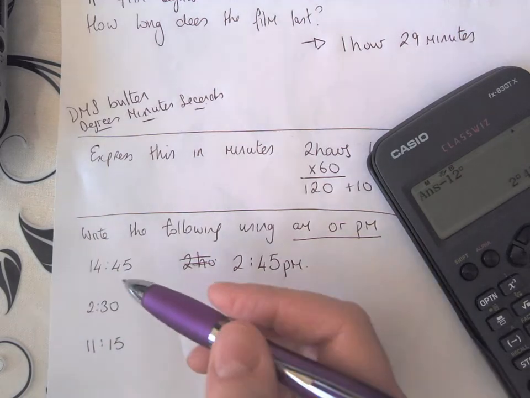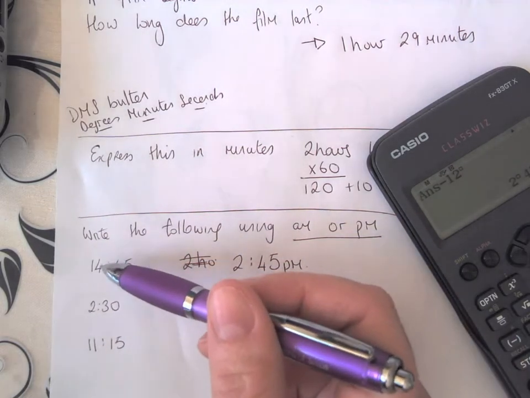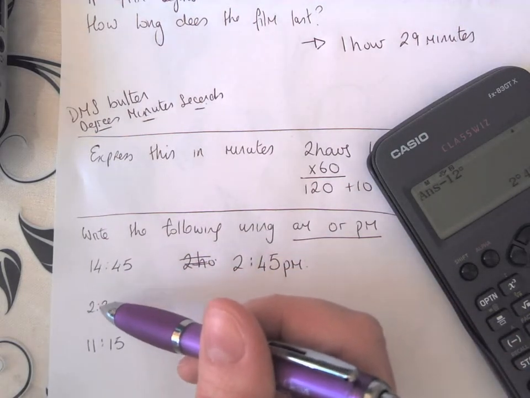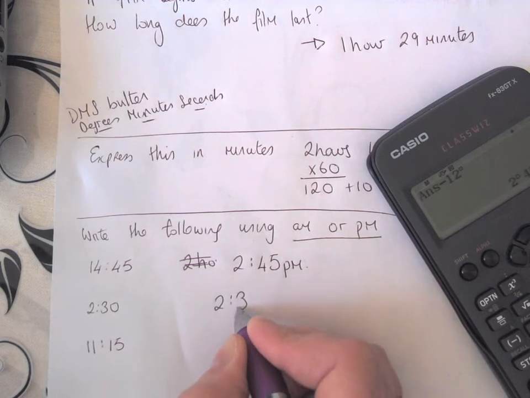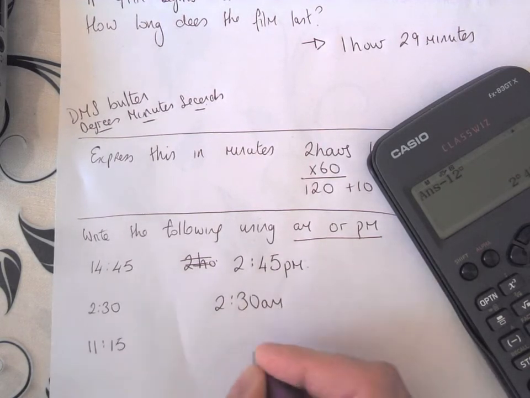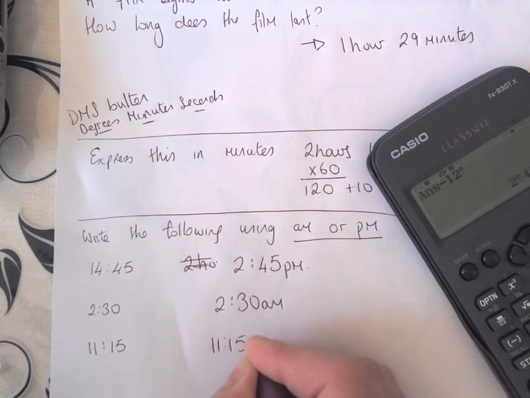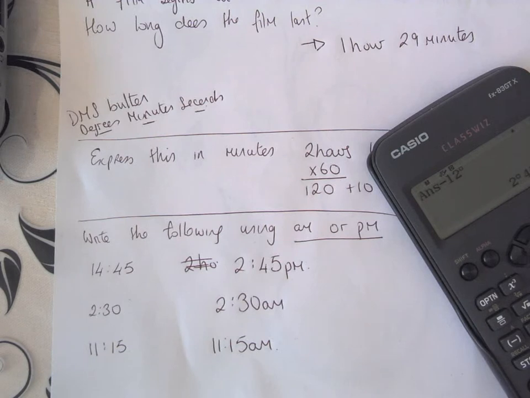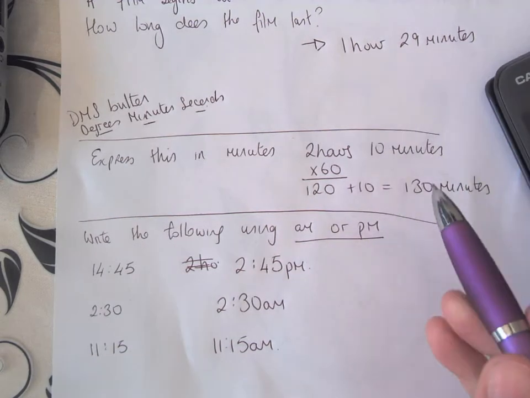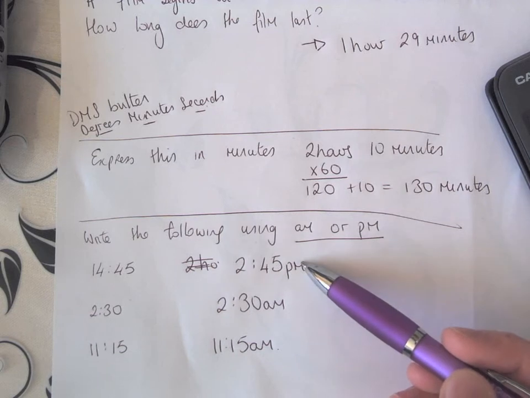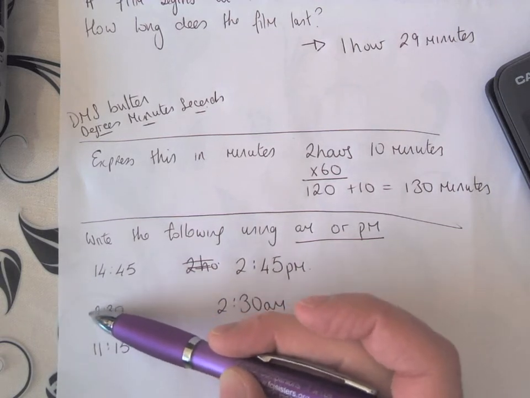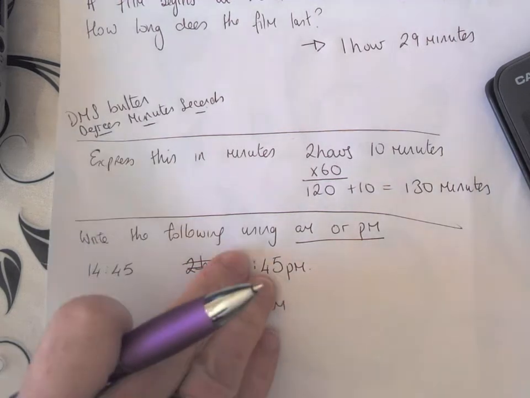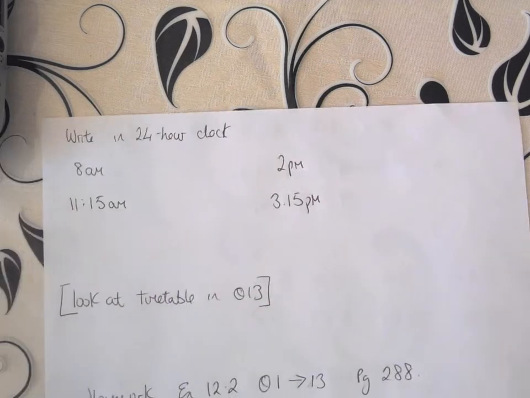Okay, so all we're doing is taking 12. And if you have to take 12, it's PM. If you didn't have to take 12 like this one, 2:30, that's 2:30 AM. 11:15, I can't take 12 from it, so it's 11:15 AM. So this is morning, this is afternoon. Alright, so there's your 12-hour clock. So if you can take 12 from it, then you need to give it a PM. If you can't take 12 from it, if the hour is less than 12, you just give it an AM to write it in AM or PM.